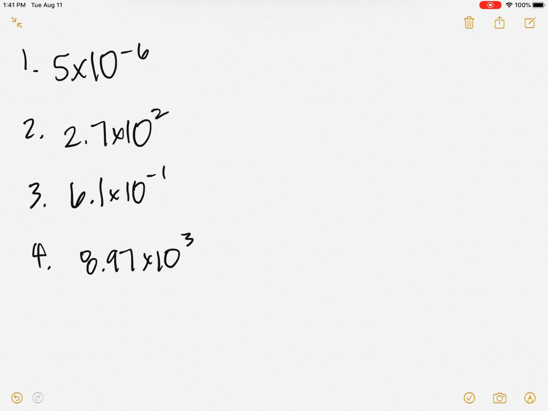And so writing these in standard notation, I'm just kind of doing the opposite. I think about the fact that this negative means it's a number that's smaller than 1. So I need to make it a decimal, meaning I need to move the decimal point to the left so that that number becomes very small. I need to move it 6 times.